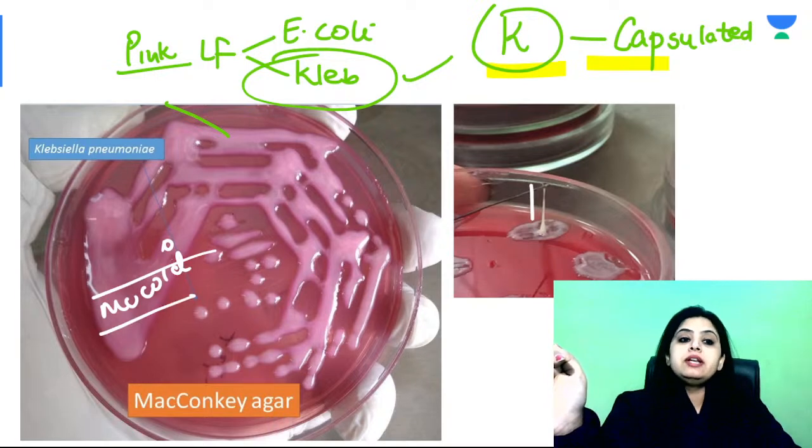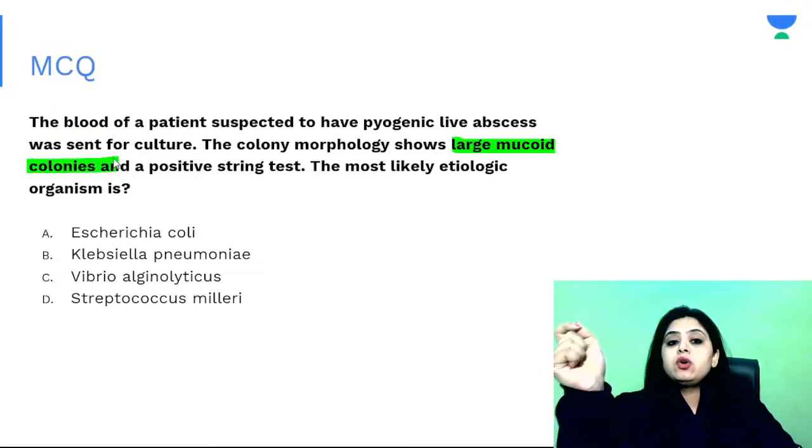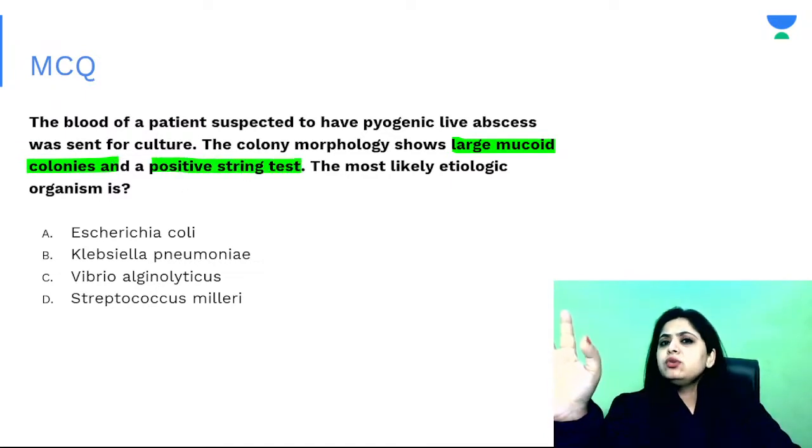So see a question related to this. Have a look at this question, which might help you analyze this. The blood of a patient suspected to have a pyogenic liver abscess was sent for culture. The colony morphology shows large mucoid colony. First of all, the word mucoid and a positive string test. I know string test is making you think of something else.